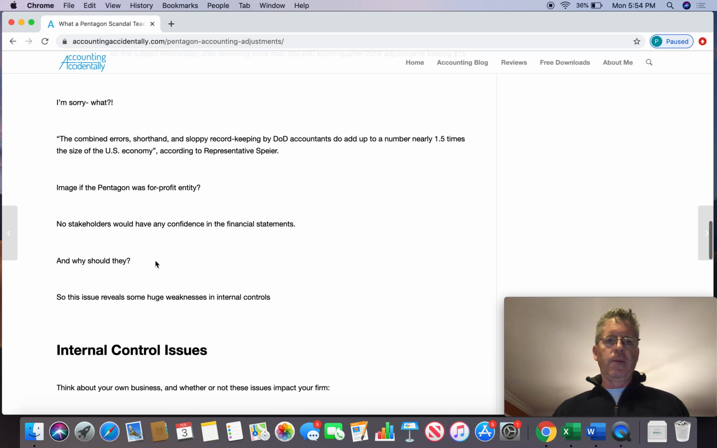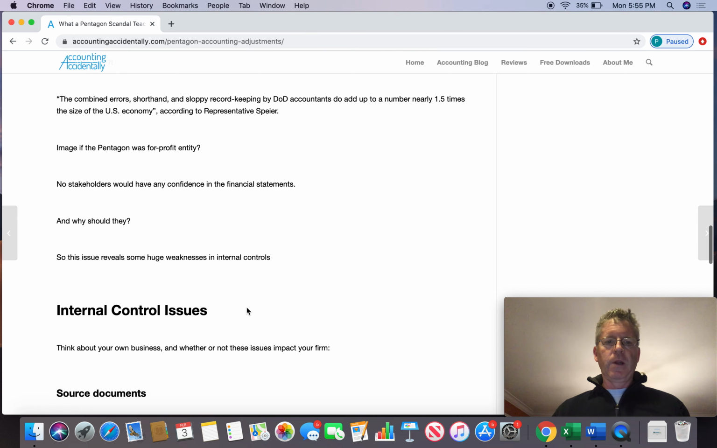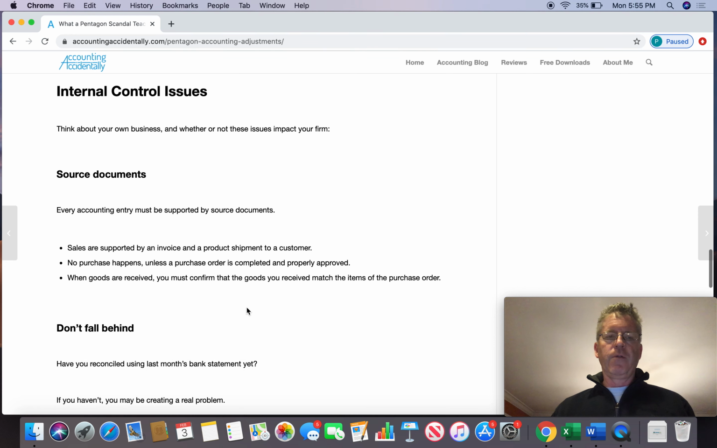Well, generally speaking, the combined errors, shorthand, and sloppy record keeping by DoD, Department of Defense accountants, added up to a number nearly 1.5 times the size of the U.S. economy. So can you imagine if the Pentagon was a for-profit entity? No stakeholder, investor, creditor, vendor, regulator would have any confidence in the financial statements, and why should they? And the problem is a weakness in internal controls, and I wanted to mention a few internal control issues.